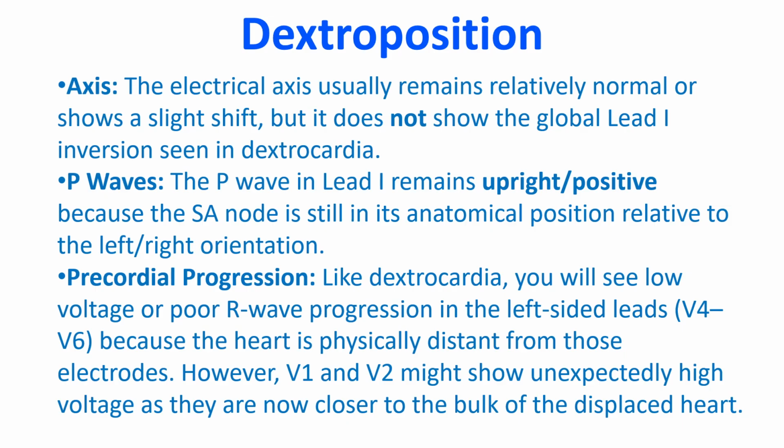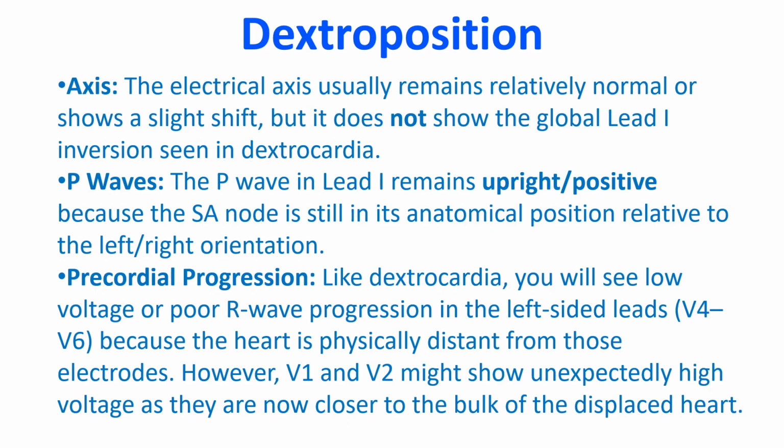Axis: the electrical axis usually remains relatively normal or shows a slight shift, but it does not show the global lead 1 inversion seen in dextrocardia. The P wave in lead 1 remains upright or positive because the SA node is still in its anatomical position relative to the left-right orientation. Precordial progression.